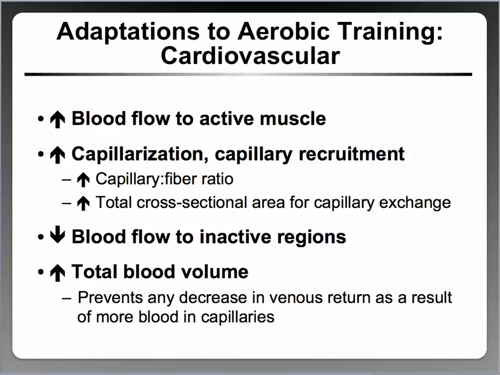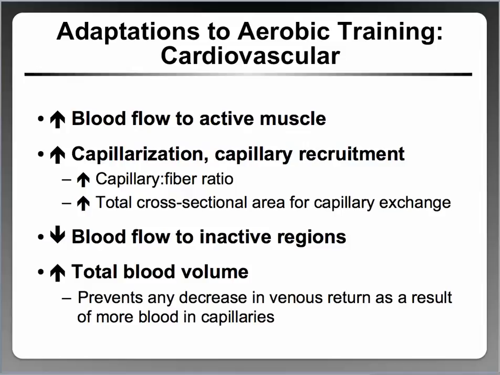Okay, so we're going to move on. We're going to continue talking about aerobic training, and so far we've been talking more about the cardio changes. Now we're going to get into the vascular changes. So one of the things that happens as a result of endurance training is that there's a greater requirement of blood flow to the active muscle. More active muscles need more oxygen, they need more fuel.